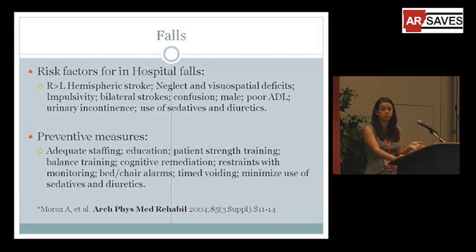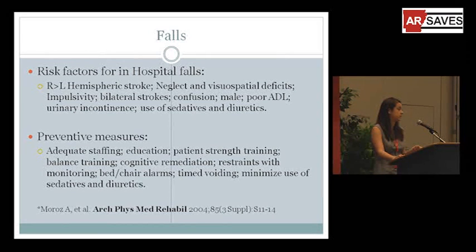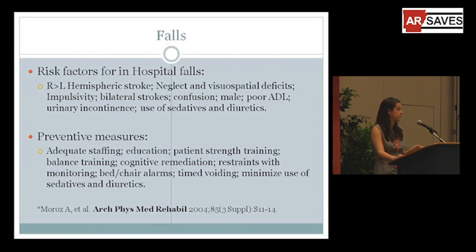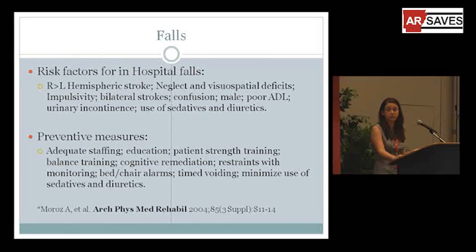And so things that you can do to prevent falls are adequate staffing if possible, decrease the use of sedative medications if you can, initiation of the early rehab process for strength training, and also timed voiding is very important with these patients, because a lot of times these falls are related to patients needing to use the restroom and they're just unable to communicate. And so timed voiding in the rehab setting has been shown to decrease fall risk significantly. And then if you need to, bed alarms and restraints with frequent staffing to prevent falls in these patients.